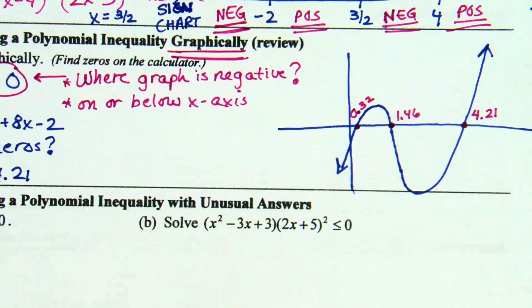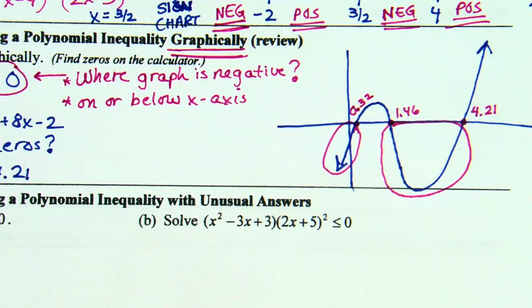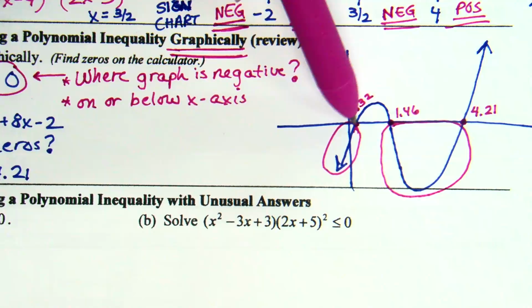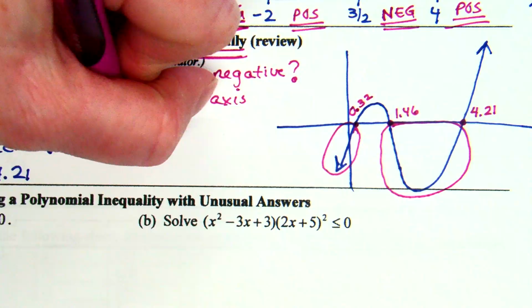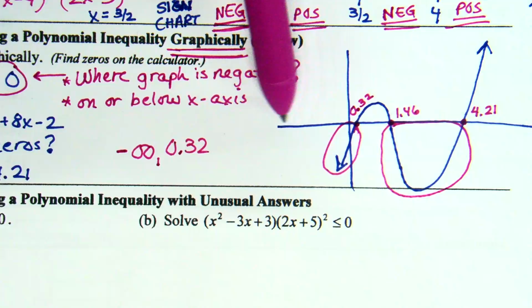Okay. So we've got a negative section here, yes, and a negative section there. So we have two intervals that are part of our answers. Now, think like a number line, okay? This one is on the graph before you get to 0.32. So if it's before we get to 0.32, that is the part of negative infinity to 0.32, because it's all these x values over here.